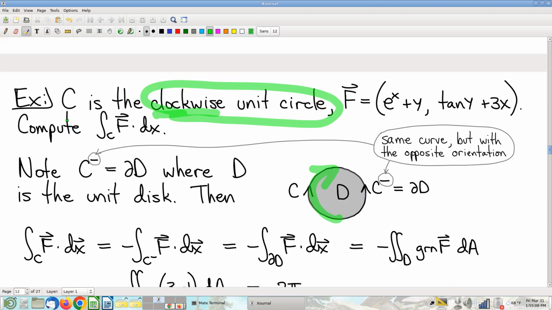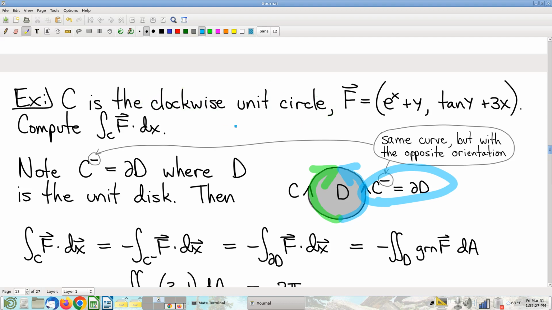So we can fix this though, and the big idea is to observe that C minus, same curve opposite orientation, C minus is a boundary. I mean, absolutely, right? No problem. It's not the curve we're interested in, of course, but C minus is a boundary. Specifically, C minus is the boundary of this unit disk. Like that.